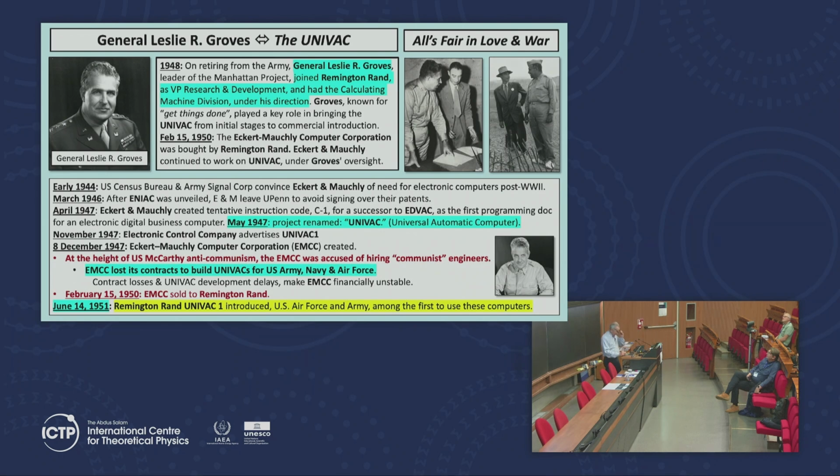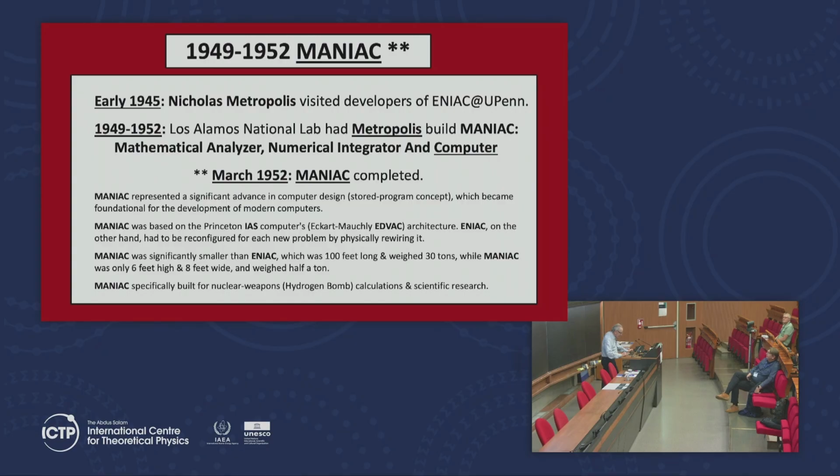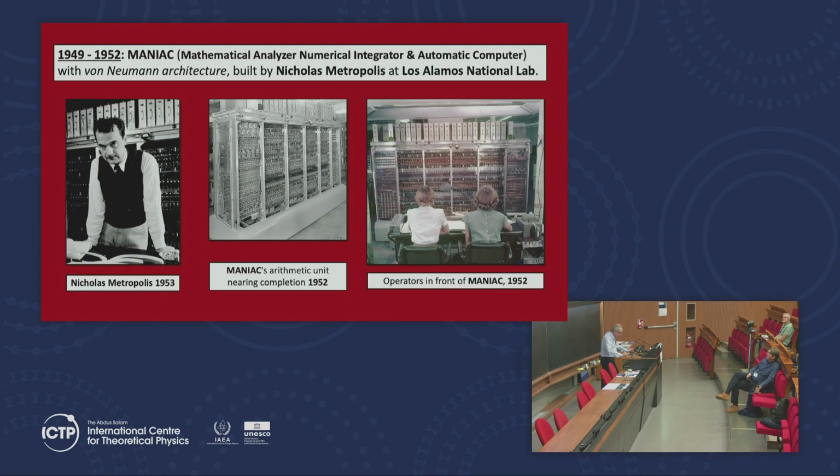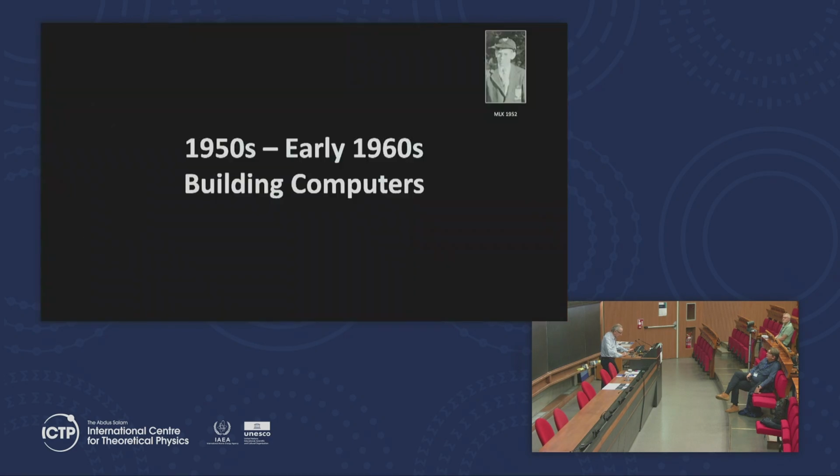So Remington Rand accumulated those two companies that became UNIVAC. Now there was the Maniac machine. I won't spend a lot of time on that because most people kind of imagine this is the first machine, but it's really the same machine that was installed already in Princeton and elsewhere. So we have the story of Metropolis.